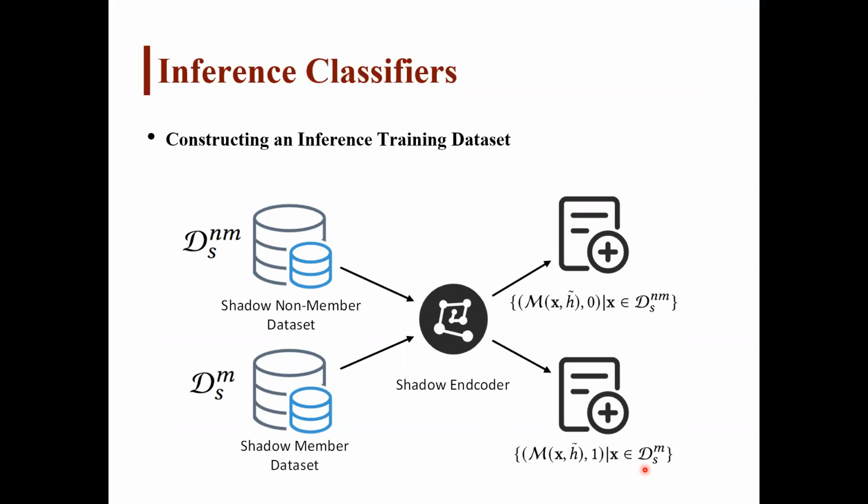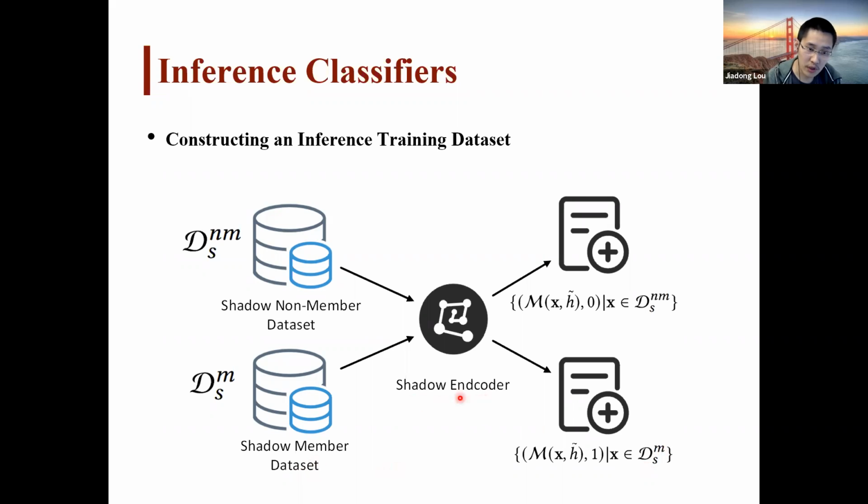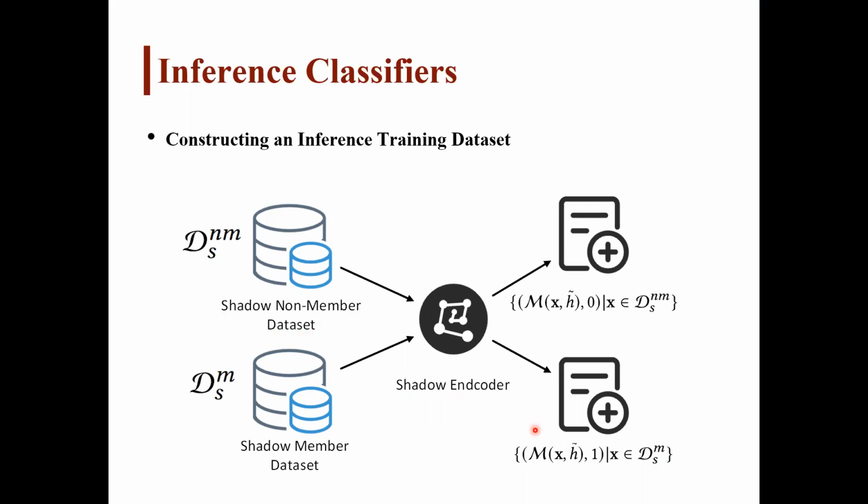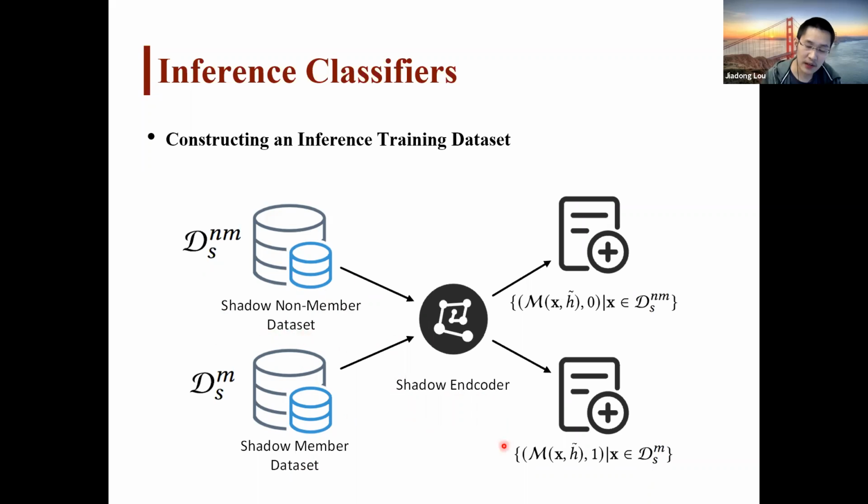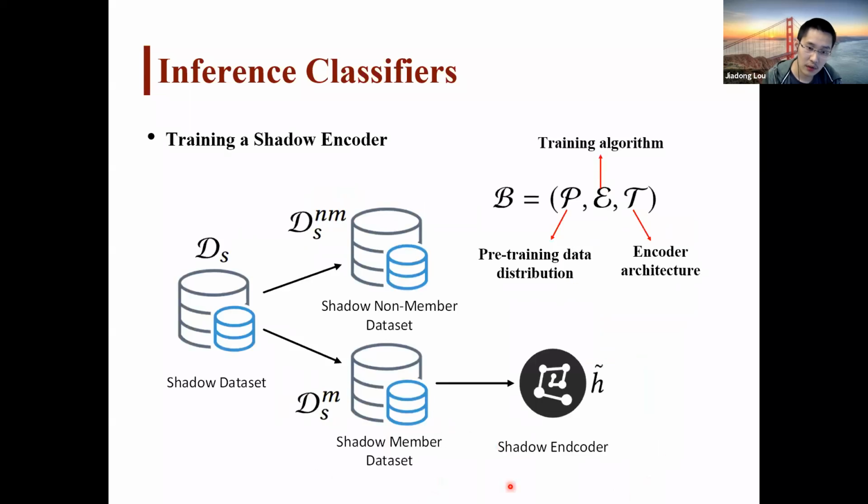And what's the difference between non-member and member datasets? Here the member dataset is used to train this shadow encoder. The non-member is just a dataset that is not involved in the training process of this shadow encoder. So the data from the shadow dataset is from the original dataset, or is collected by the inferior. The inferior collects some dataset and splits it into two parts, the non-member and the member. The member is used to train the shadow encoder.